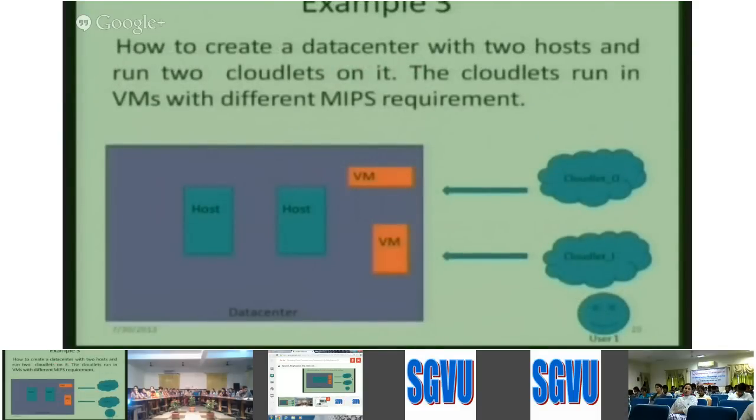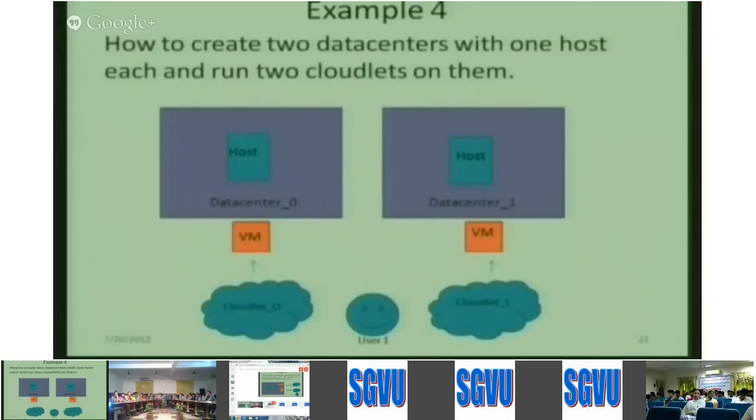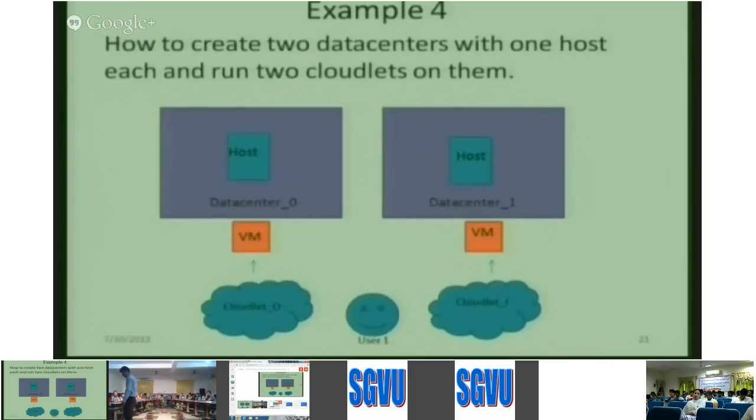This is another example. This is the third example, in which we have added one more host. Previously, we were using only one host. This will tell you how to create multiple hosts, more than one host. So each host will have one virtual machine, and we again have two cloudlets. Next, in example 4, what concept is added here? You have added one more data center. So how to create multiple data centers, you can learn in this example.